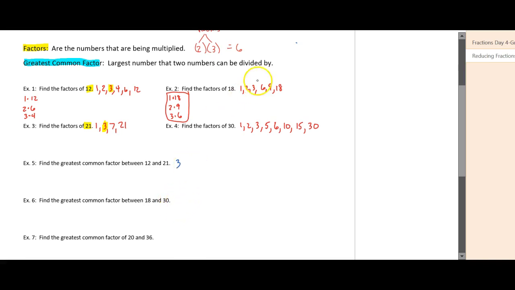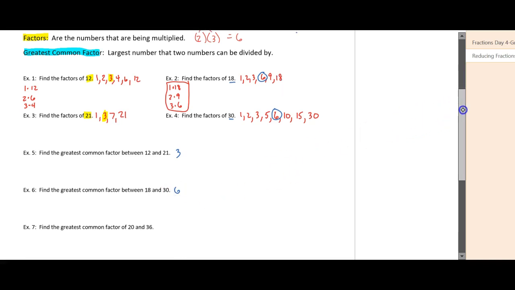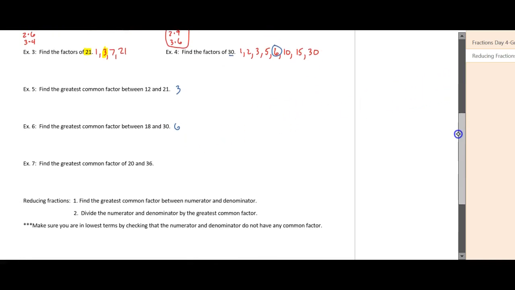18 and 30, right? When I look at 18 and I look at 30, what's the largest number that's in both lists? Is 18? No. Is 9? No. Is 6? Yes. So the greatest common factor between 18 and 30 would be 6.